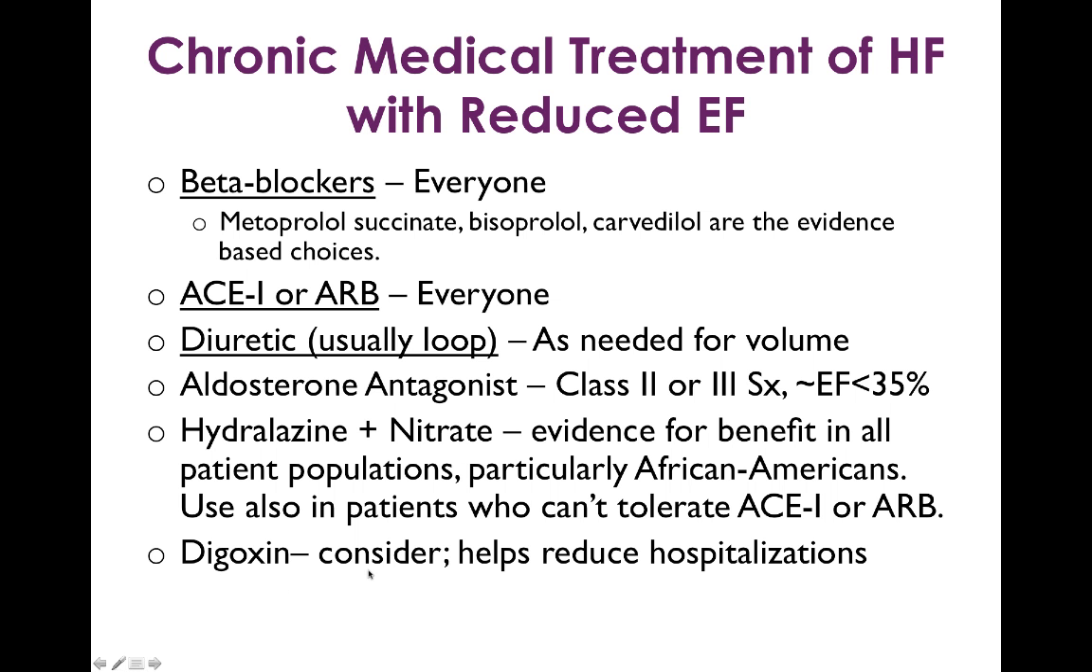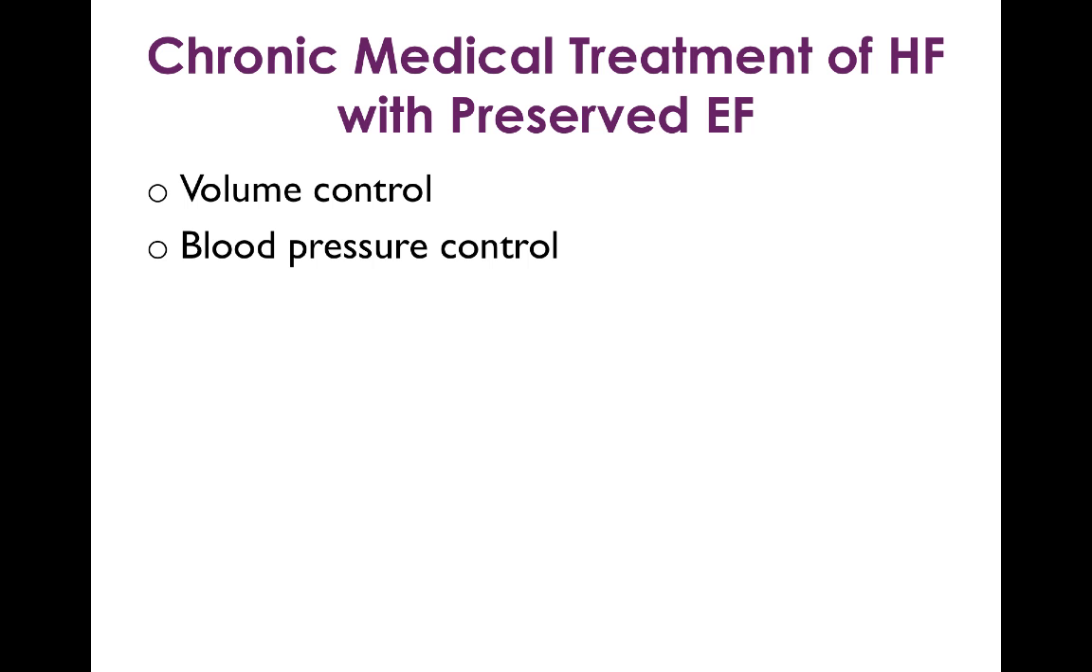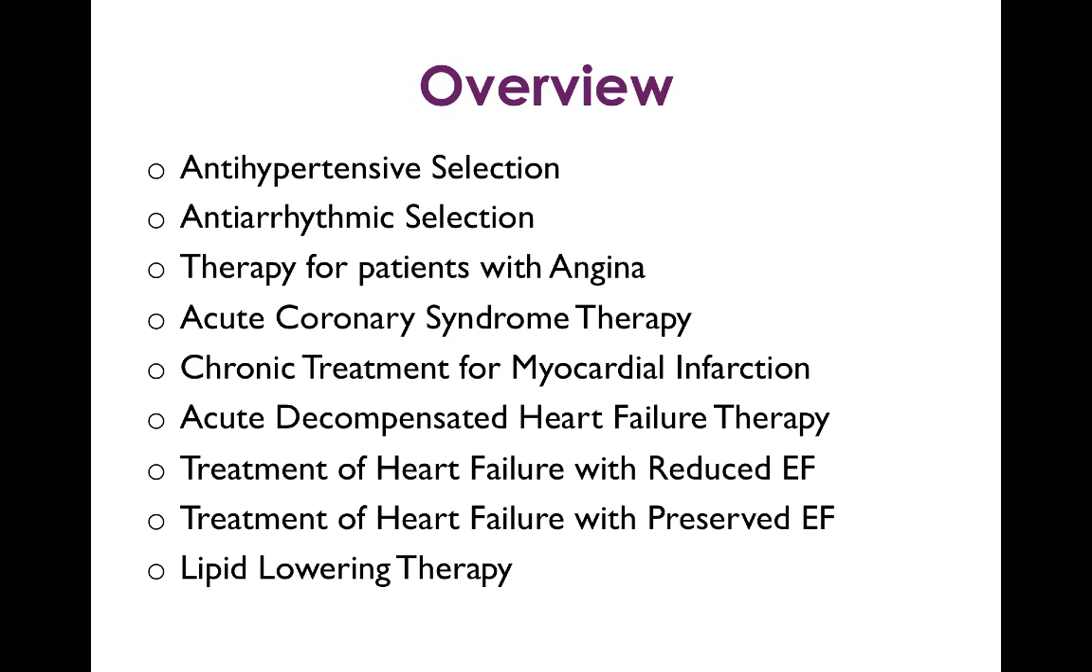Digoxin can be considered. It has a narrow therapeutic window and helps reduce morbidity and hospitalizations, but doesn't have a benefit on mortality in heart failure with reduced ejection fraction. As Dr. Shah mentioned, in heart failure with preserved ejection fraction, you want to try to do volume control and blood pressure control, but unfortunately there's no evidence-based neurohormonal therapy that is going to help retard disease progression. Okay, so that's treatment of heart failure with preserved ejection fraction.